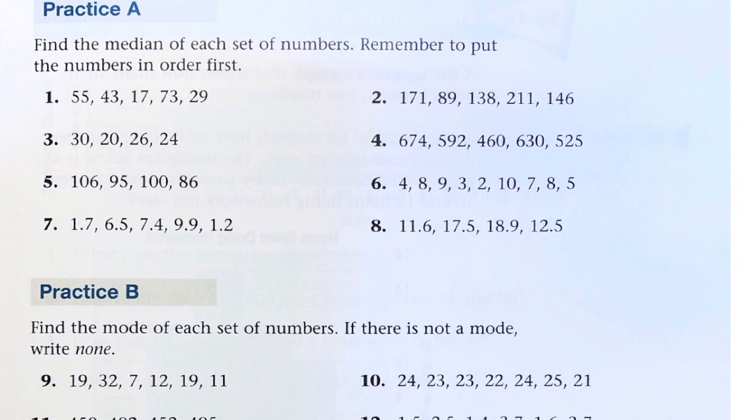All right, let's check it out. For practice A, find the median of each set of numbers. Remember to put the numbers in order. All right, so we need to order them. So we've got a 17, cross that out. And then the next one was 43, cross it out. Oh, I missed one, 29. So I'm going too fast. Erase.